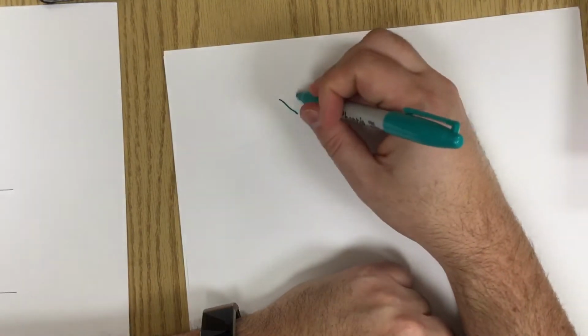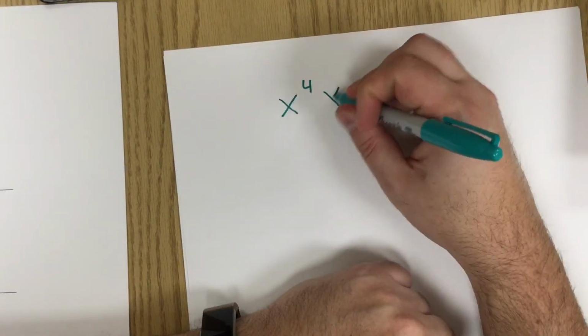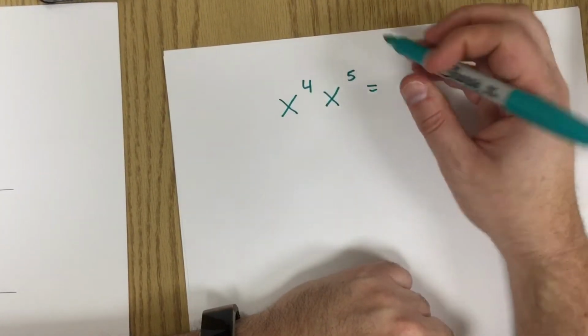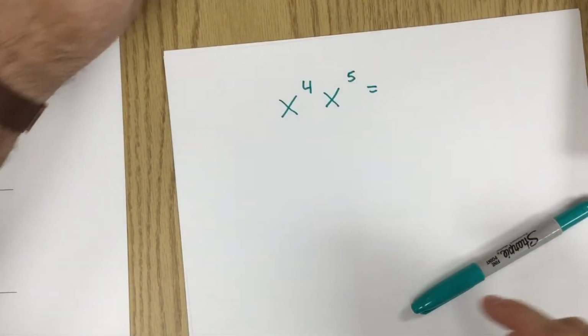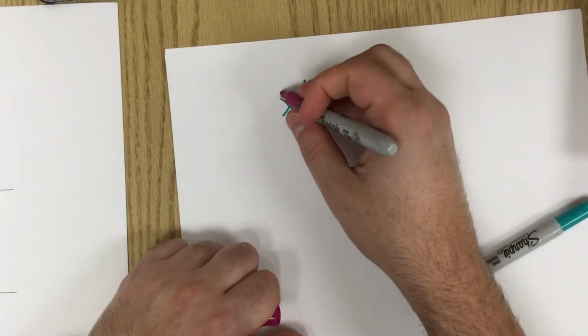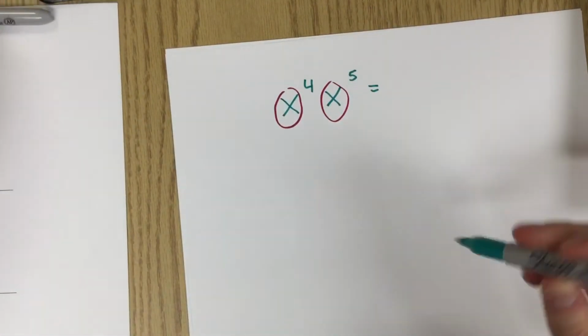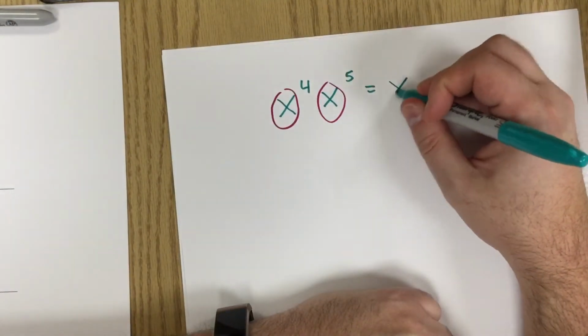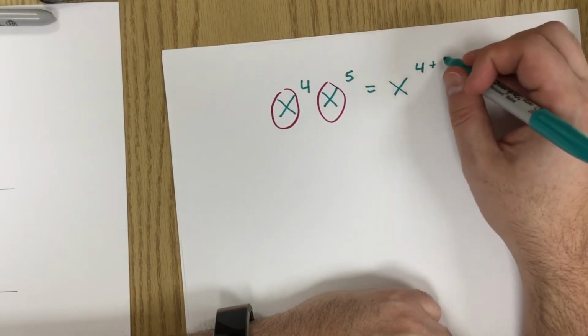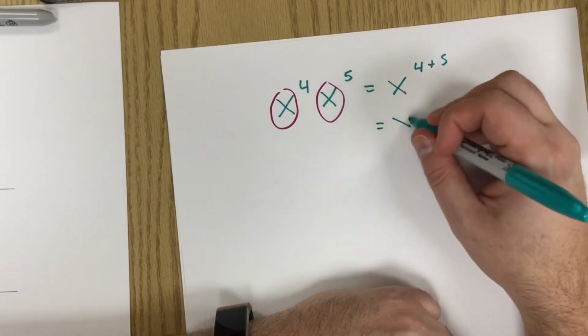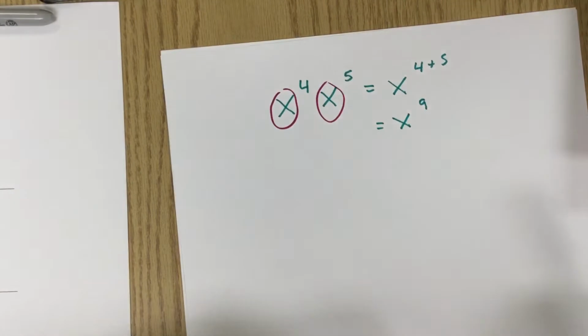So if we get x to the 4 times x to the 5, and we look at the bases. If the bases are the same, then in this case they're both x, then that's going to be equal to x to the 4 plus 5, which is equal to x to the 9. So now, that's that.